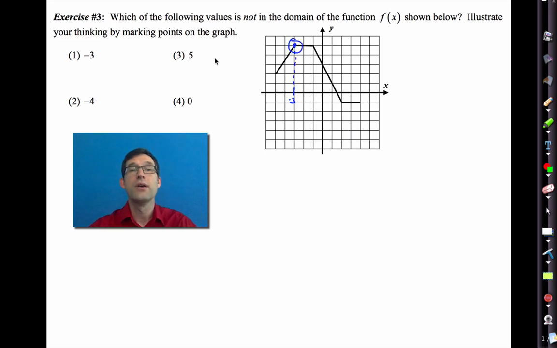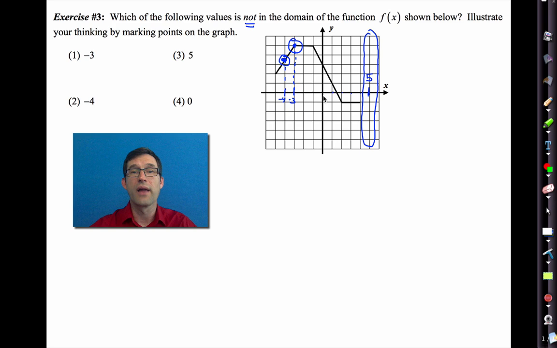And there is one. So that's the wrong answer because I'm looking for a value of x not in the domain. Let's go to choice 2, negative 4. 1, 2, 3, 4. Here's negative 4, and there's a point. May not be a nice point, but it's a point. Let's go to choice 3, 5. 1, 2, 3, 4, 5. Oh, there it is, right? That's not in the domain because the graph doesn't extend that far.